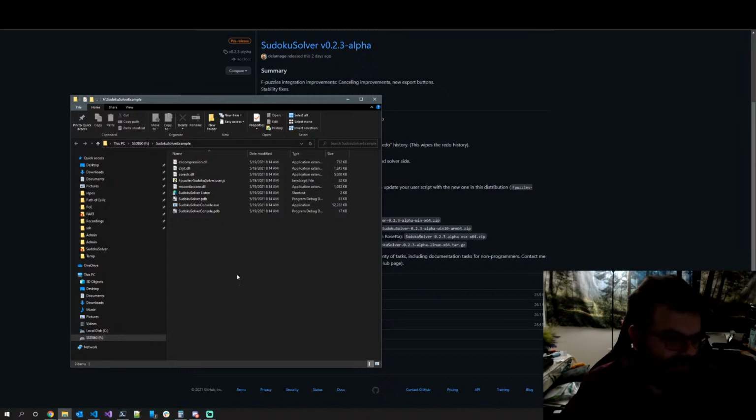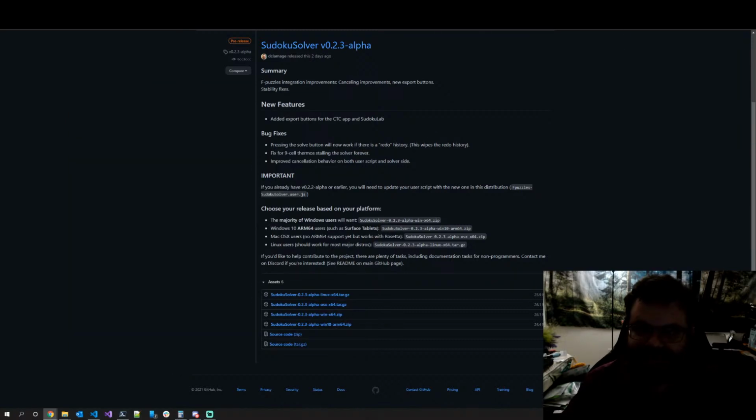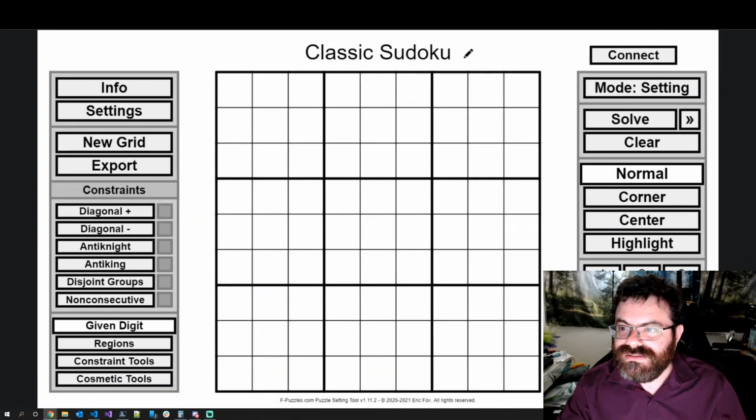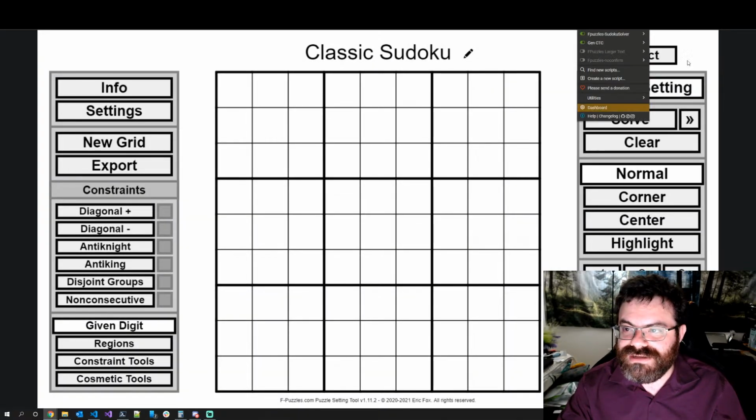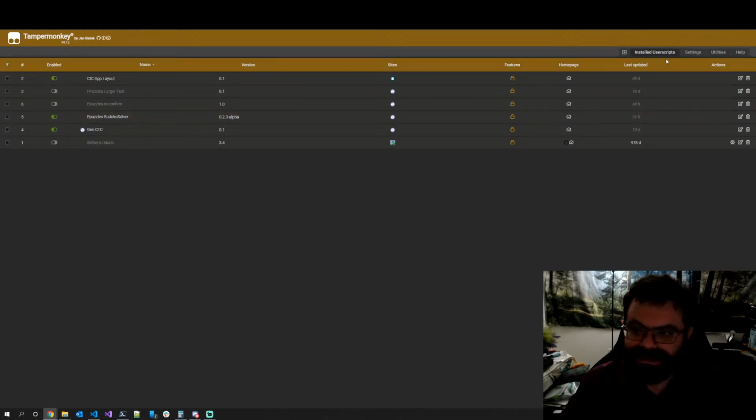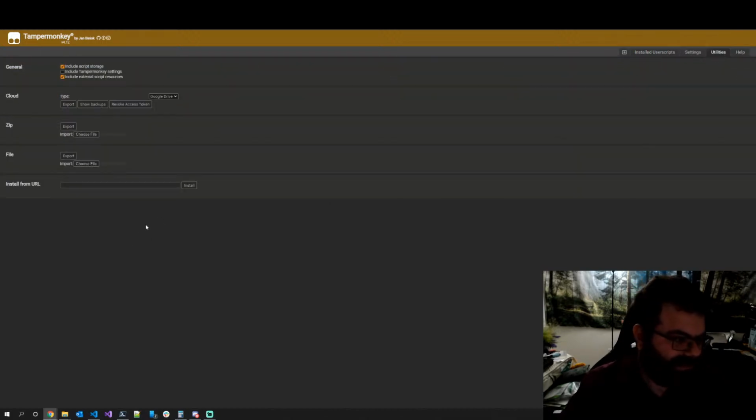So what you're going to need is a plugin for your browser called Tamper Monkey, or Grease Monkey would also work if you're on Firefox. So go ahead and install that plugin if you don't have it. And then that should give you, if I go to the FPuzzles website, this Tamper Monkey icon up here in Chrome. And you're going to go to the dashboard, and you're going to go to Utilities.